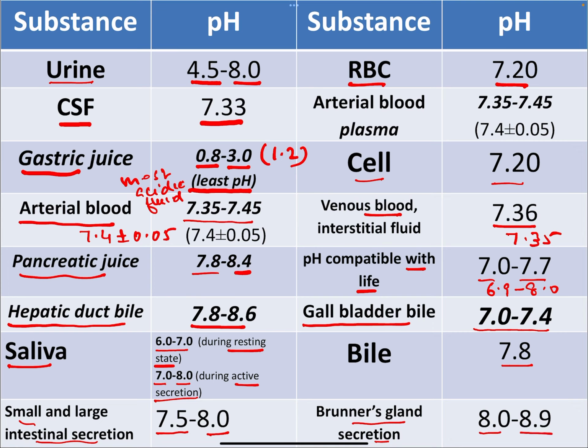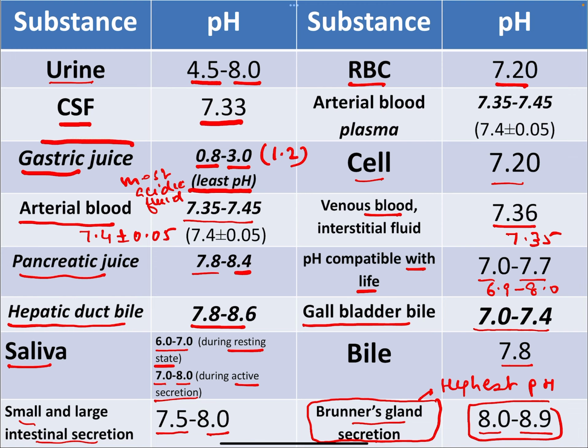So in this one you can see here that the Brunner's gland secretion has the highest pH, and the gastric juice has the lowest pH.